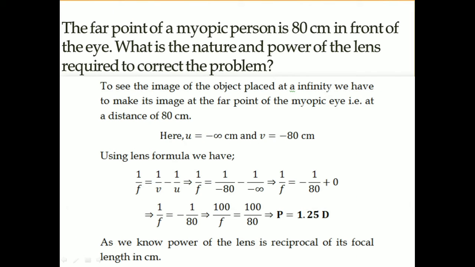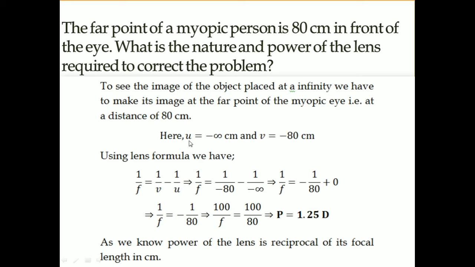Try to understand this concept with the help of this numerical. The far point of a myopic person is 80 cm in front of the eye. What is the nature and power of the lens required to correct the problem? This means the far point of a myopic person comes nearer to the eye and now it is 80 cm, and we cannot see objects placed farther away than 80 cm. So we have to form the image of an object which is placed farther than 80 cm at a distance of 80 cm to see the object clearly.